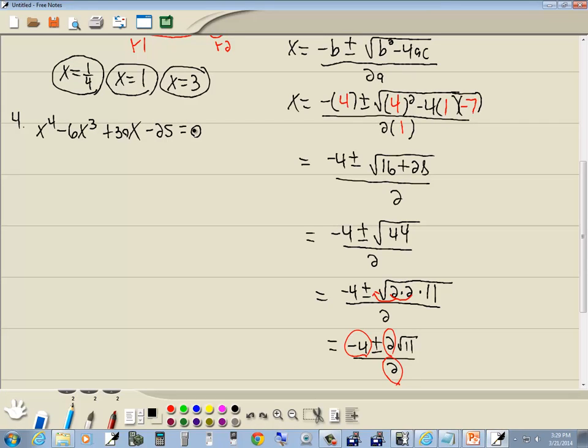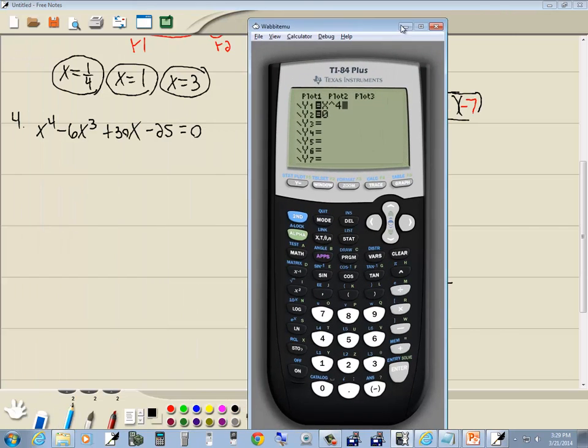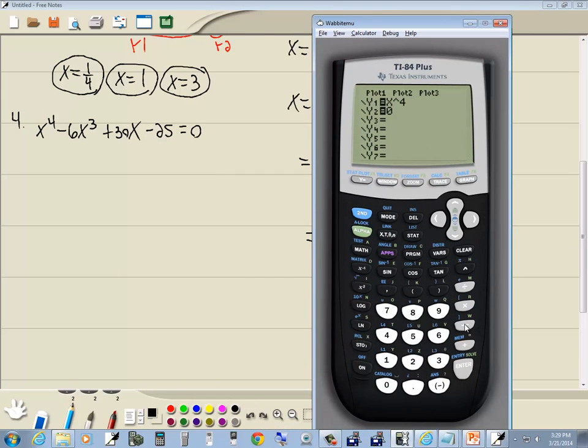And again, we're going to put that on our y1. So press my y equals clear. I got x caret 4 for x to the fourth minus 6x to the third, so minus 6 x caret 3 plus 30x minus 25. And you should already have 0 on y2, so that's there.